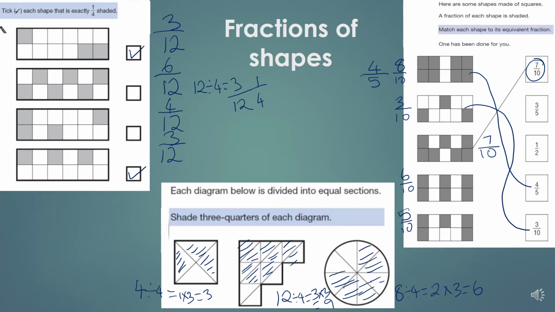And 6 over 10, we need to simplify. So if we divide 6 by 2, we get 3. Divide 10 by 2, we get 5. So let's see if we have 3/5. Yes we do. Now 5 over 10, 5 is half of 10, so our equivalent fraction would be a half, and we have a half.